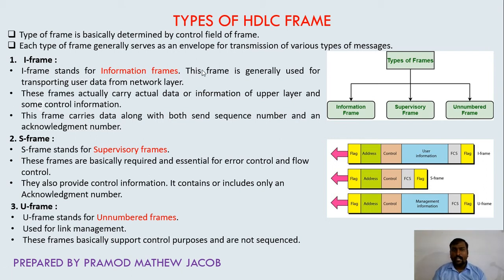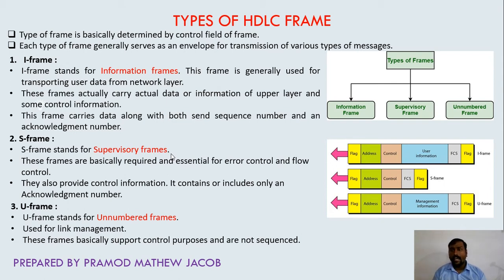So these frames actually carry actual data or information of the upper layer, which is the network layer, and some control information regarding that. The I frame carries data along with both the send sequence number and an acknowledgement. The S frame stands for supervisory frames, which are essential for the error control and flow control mechanism. It also provides control information.